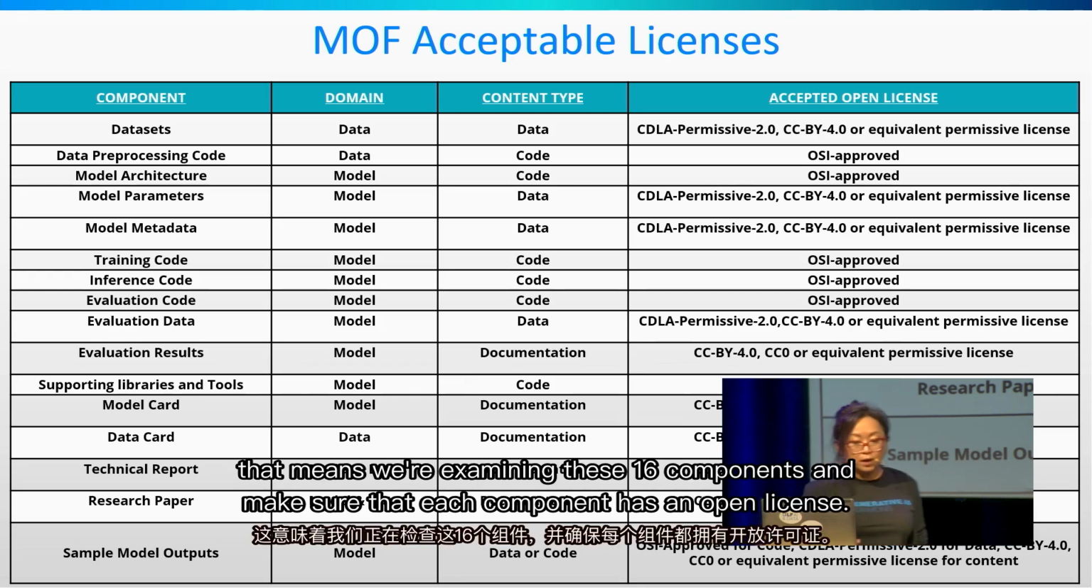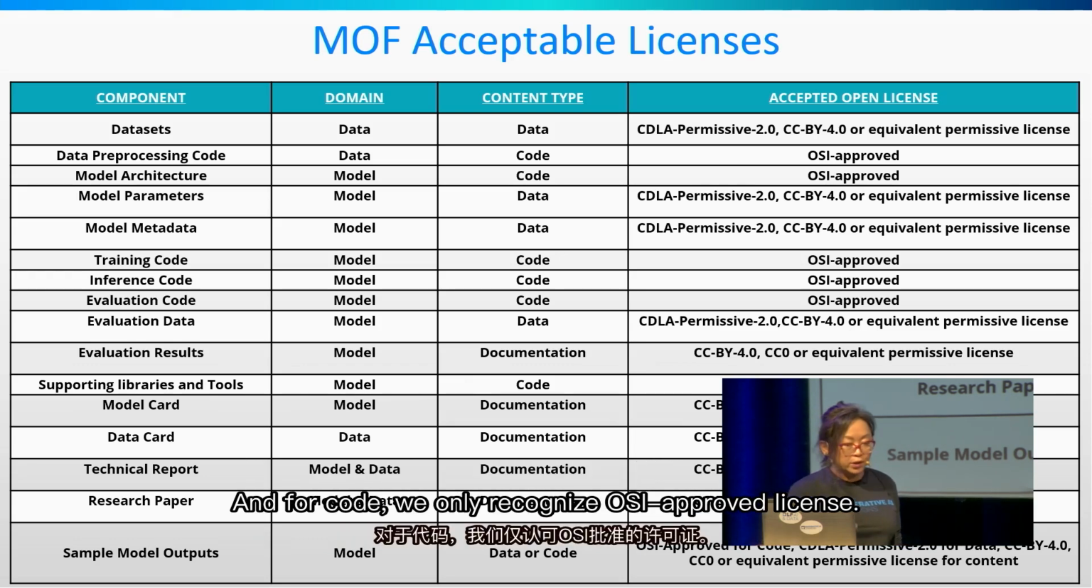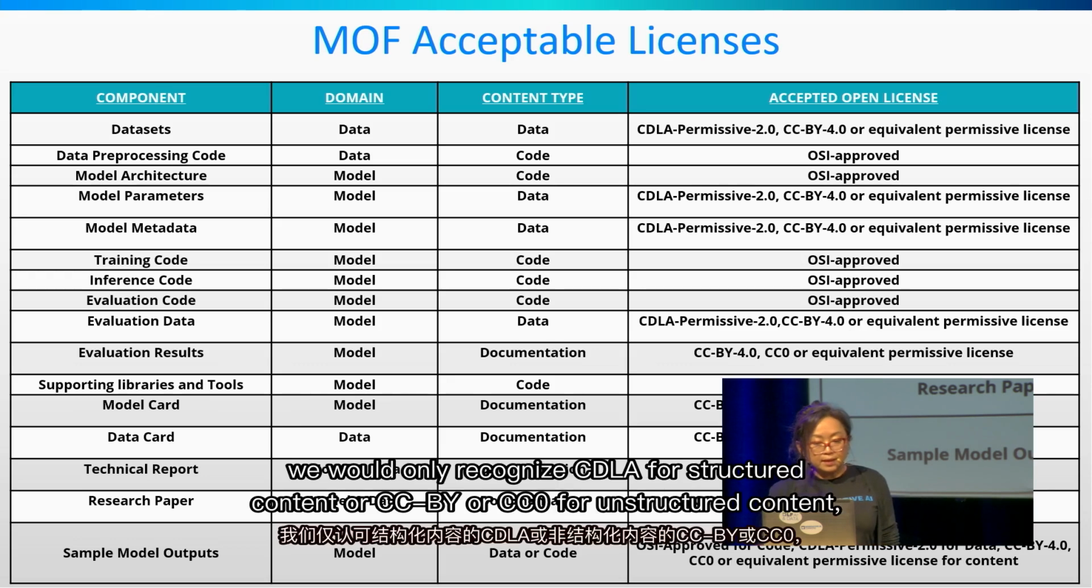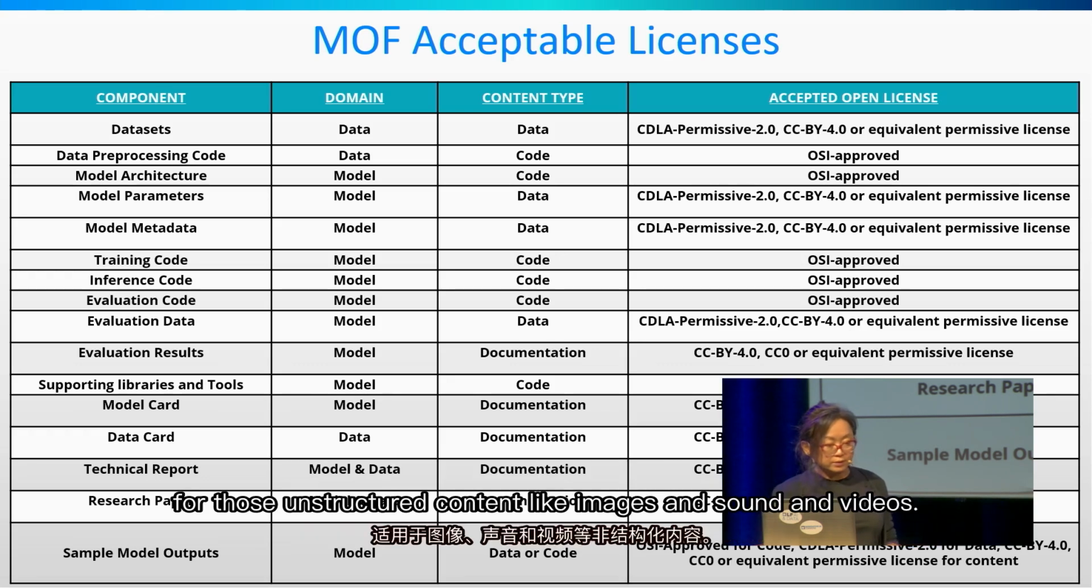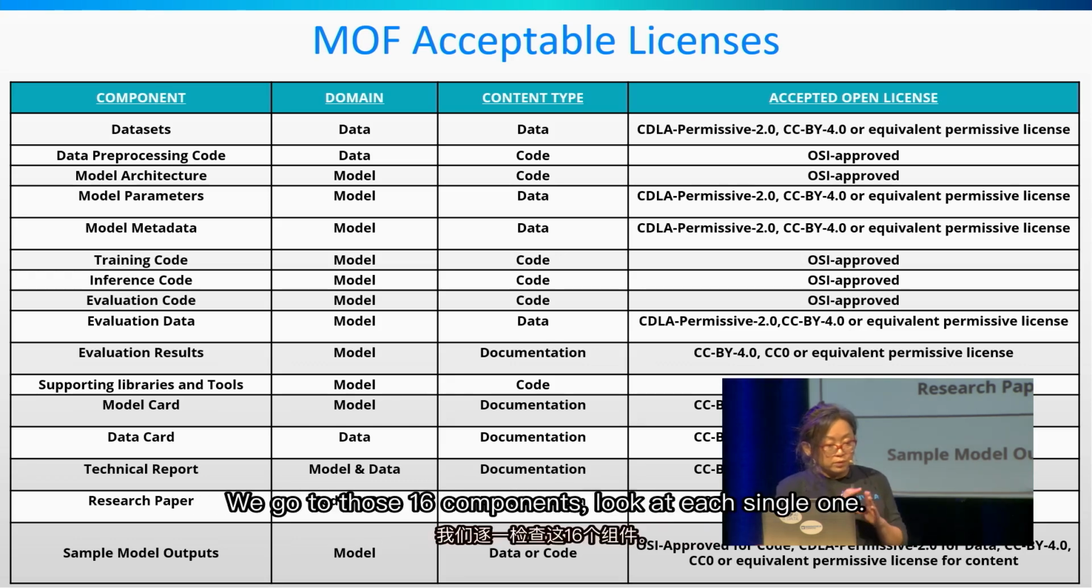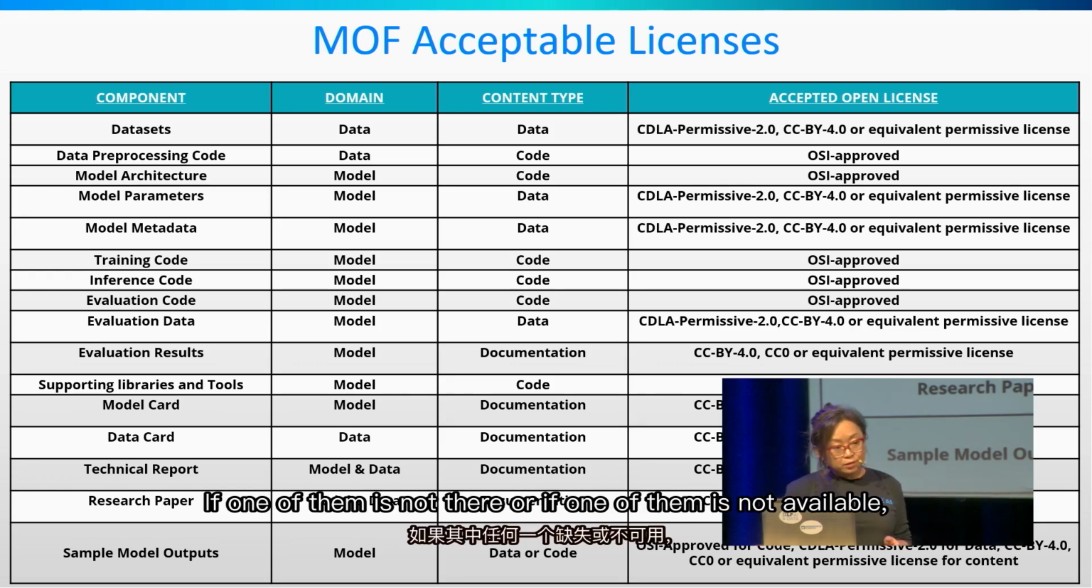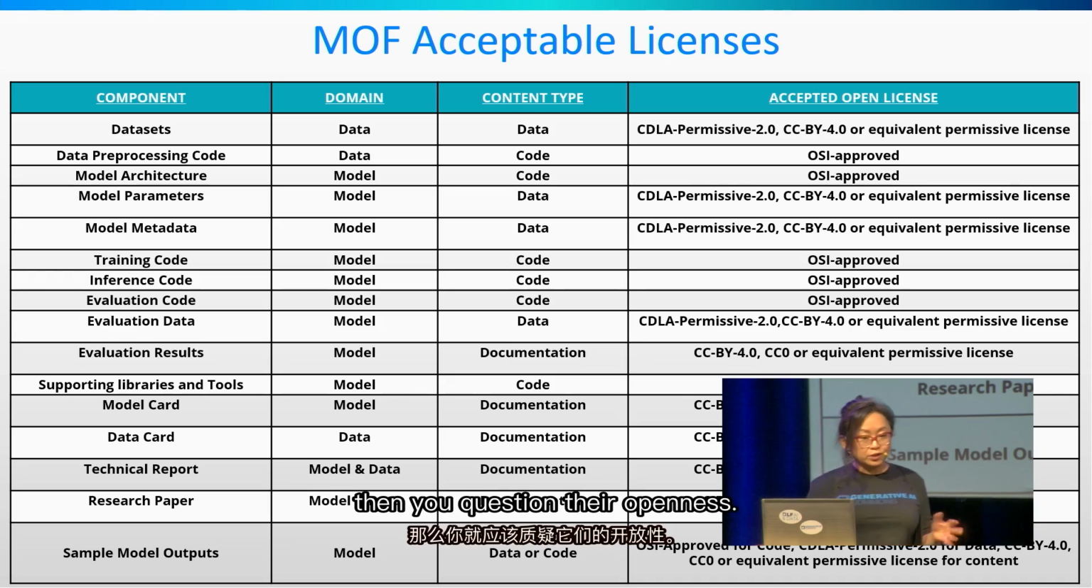When they say open, that means we're examining these 16 components and making sure that each component has an open license. And for code, we only recognize OSI-approved licenses. For data, we would only recognize CDLA for structured content, or CC-BY or CC0 for unstructured content, like images and sound and videos. So we are very thorough. We go through those 16 components, look at each single one. If one of them is not there, or if one of them is not available, then you question their openness.